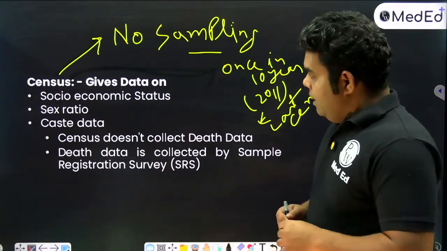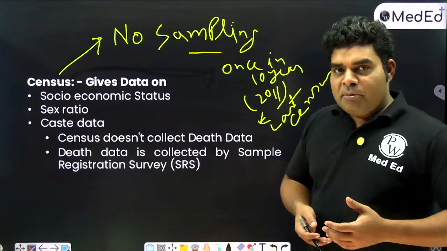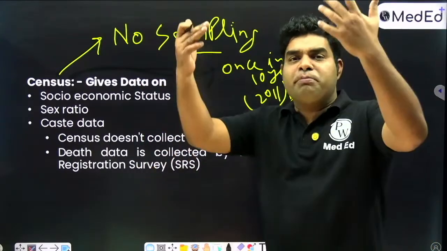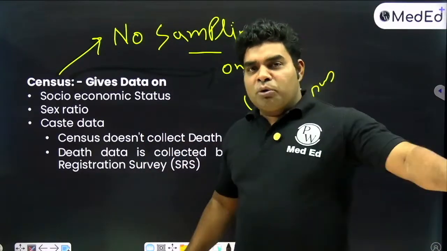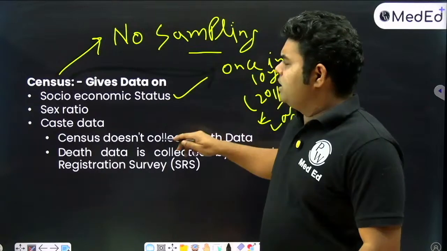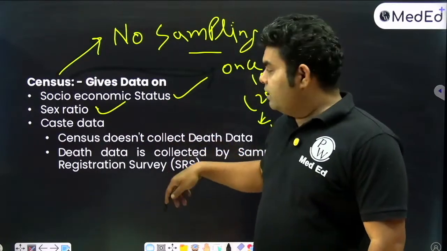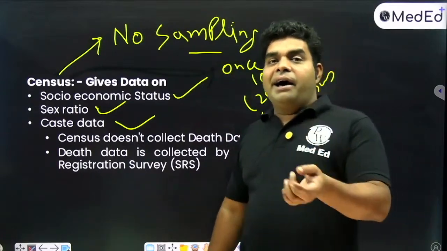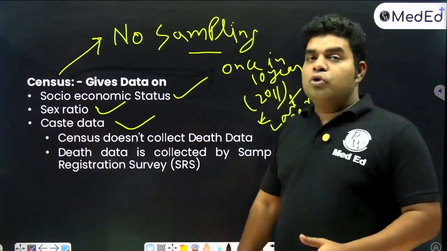And when the census used to occur, I still remember it happened in my house. They came with 4 or 5 big pages of proforma, and they asked everything about us, our socioeconomic status, how many boys, how many girls there are, which caste we belong to, whether we have a bicycle or a car or a motorcycle, whether we have a TV or not, fridge or not.